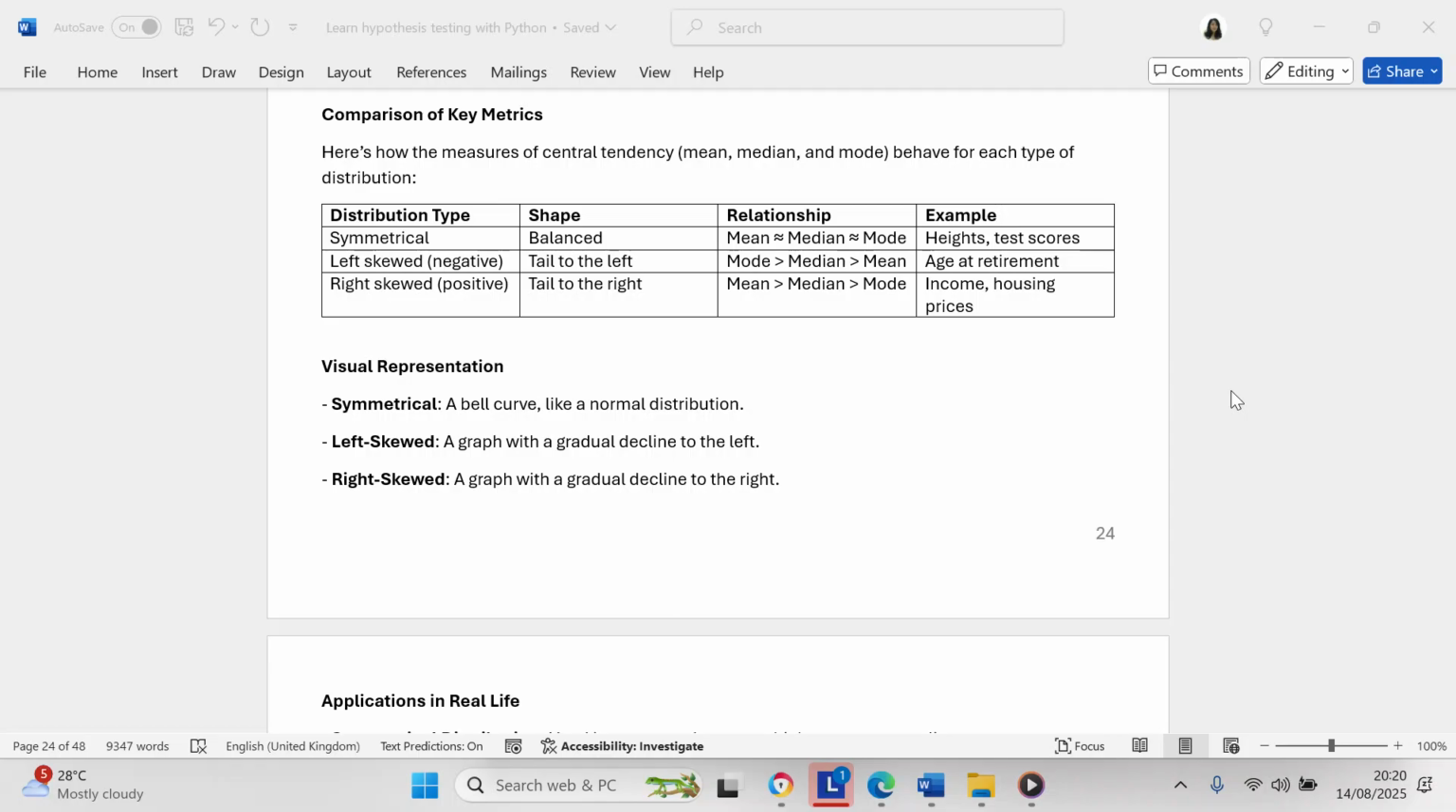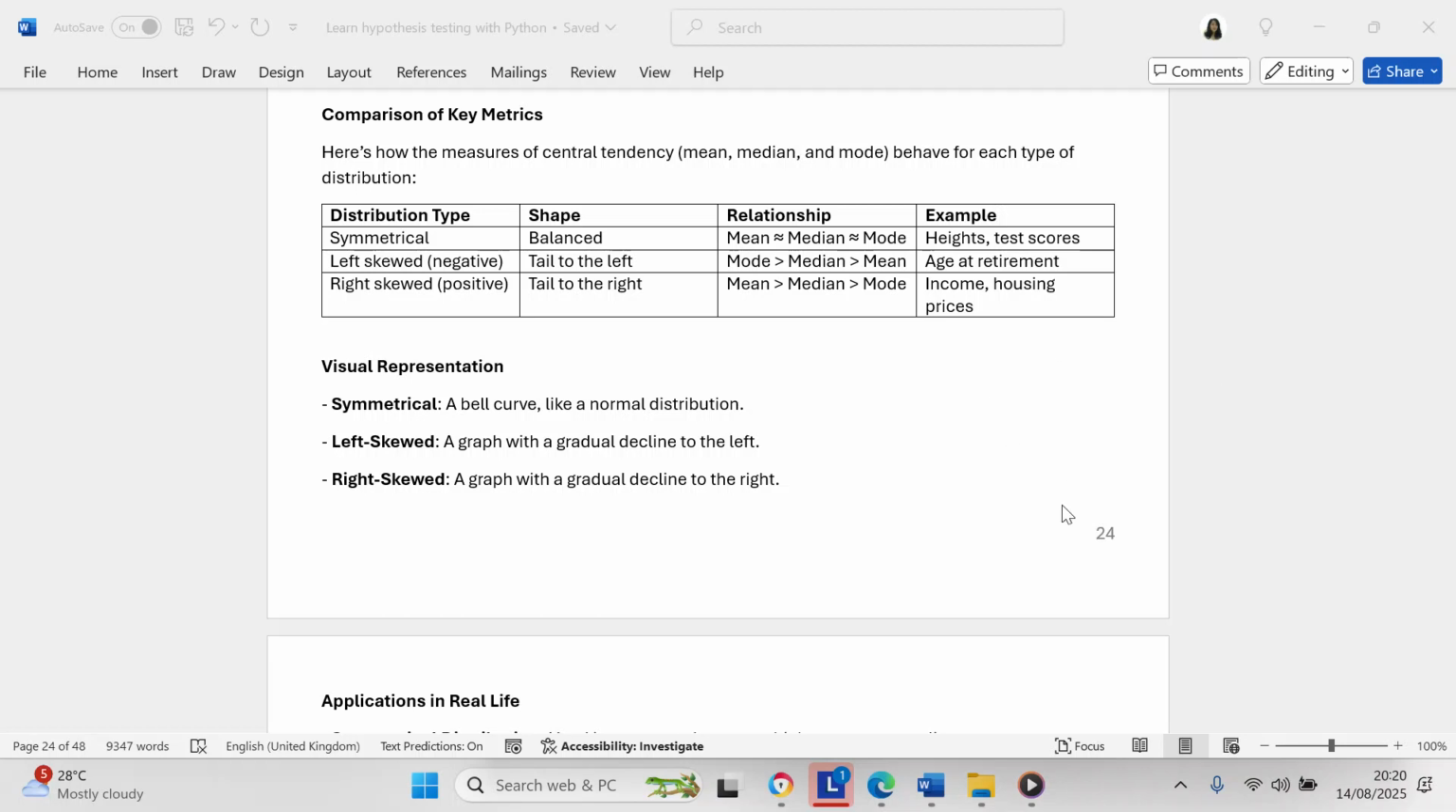Now you've got your right skewed distribution, and you're going to have a tail on the right. With the right skewed distribution, the mean is going to be greater than the median, which is going to be greater than the mode. An example of a right skewed distribution is going to be income or house prices.